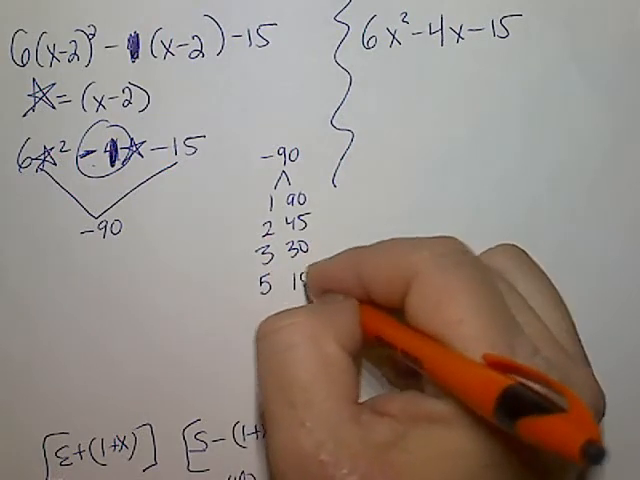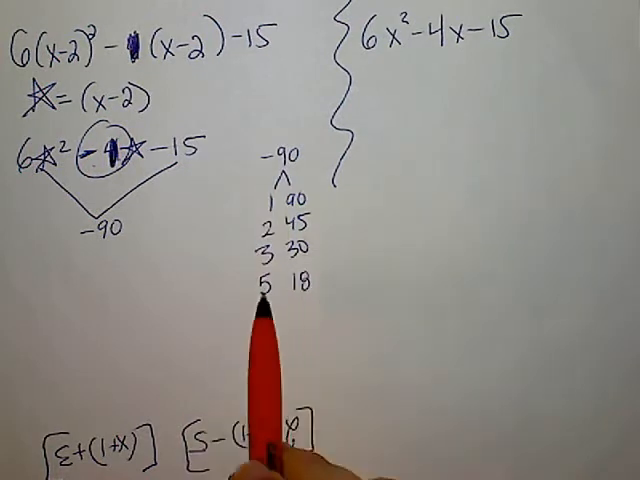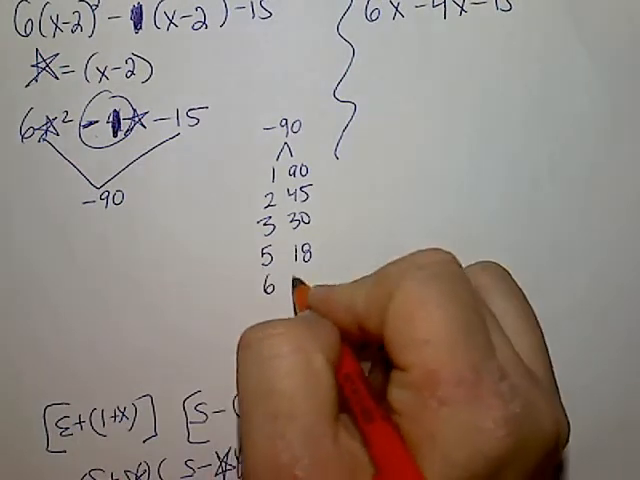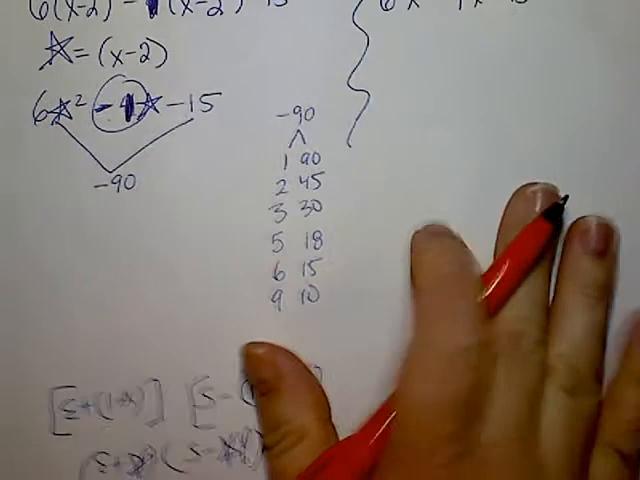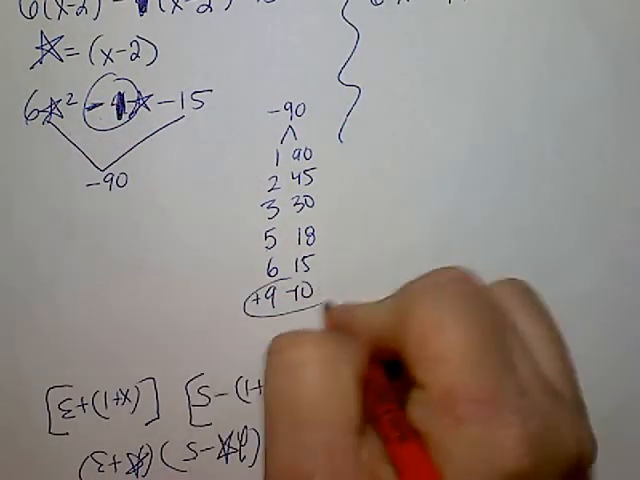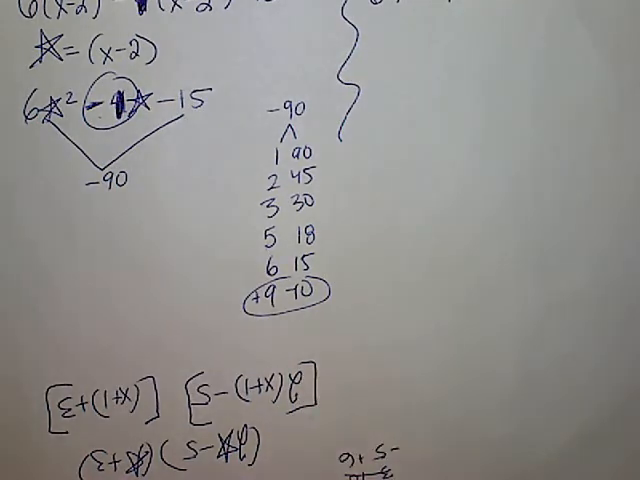I think it's 18. Can you check with me? Should be 18. 90 divided by 5 is 18, right? Doesn't give me a negative 1. 6 is giving me a 15. That's not helping me out. 7 and 8 don't work. 9 and 10 do work. Now, if I'm going to get a negative 1, I would need a negative 10 and a positive 9.